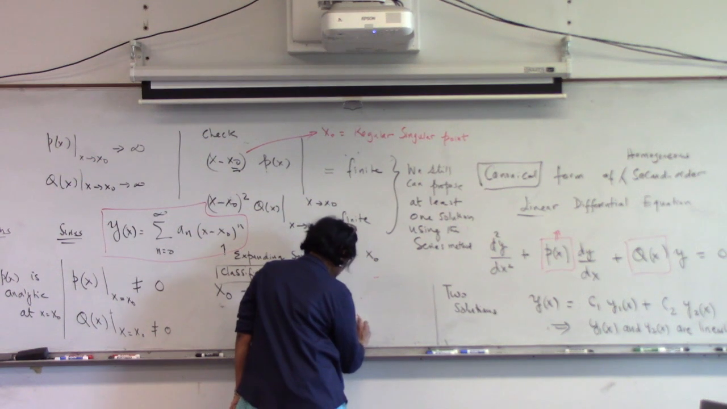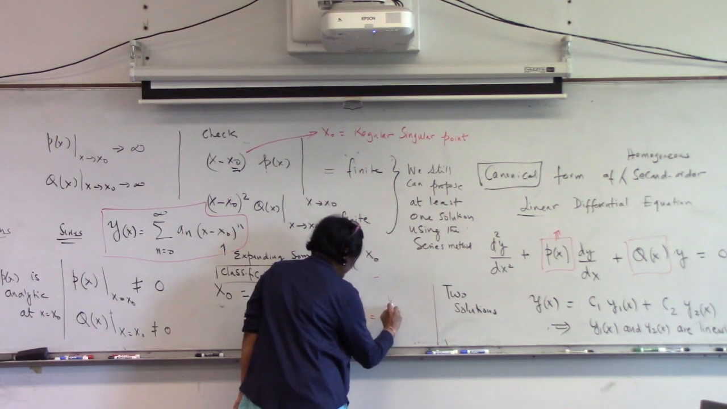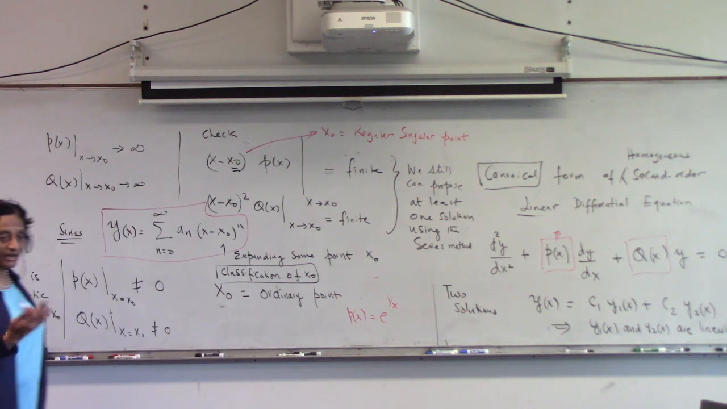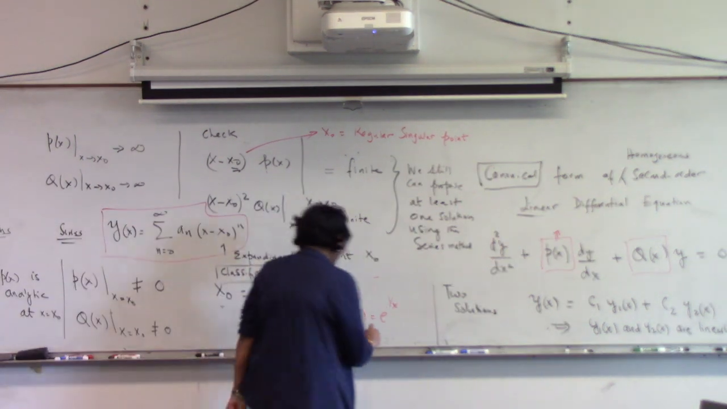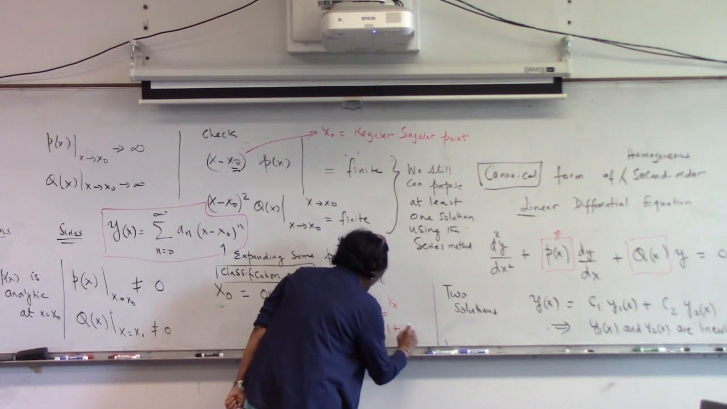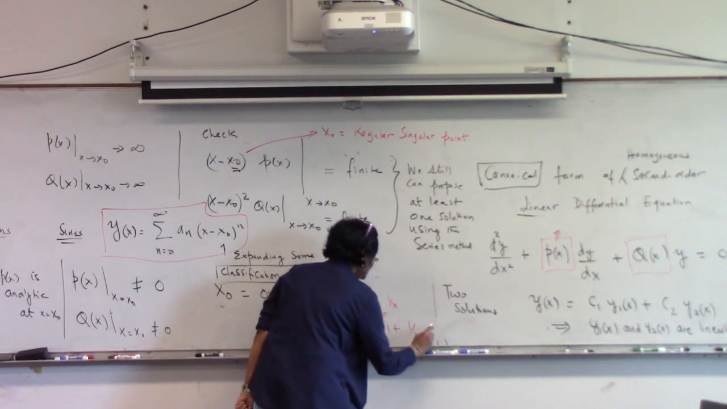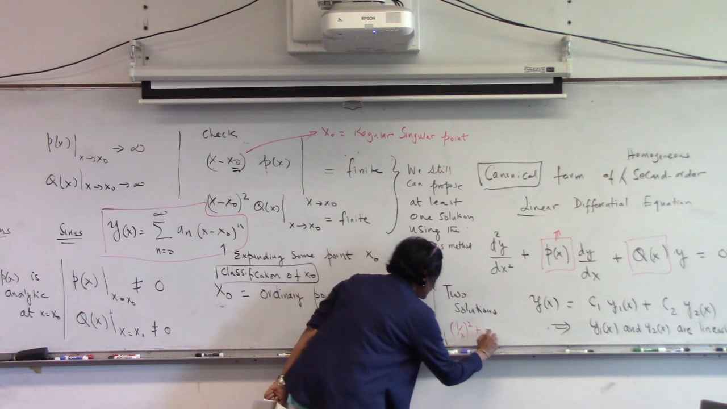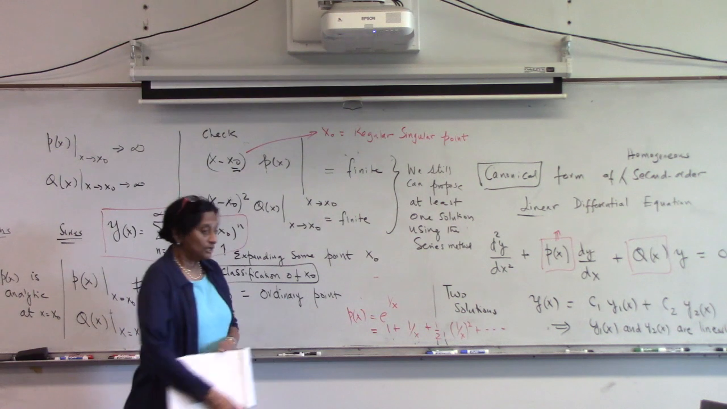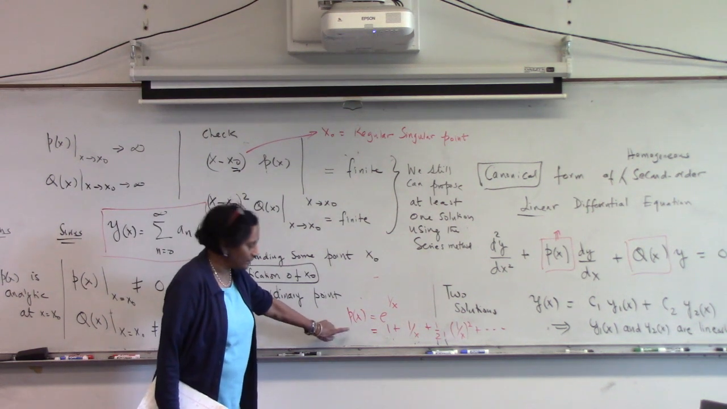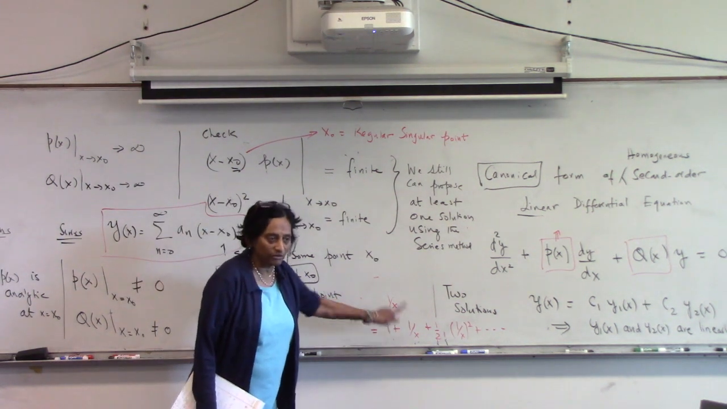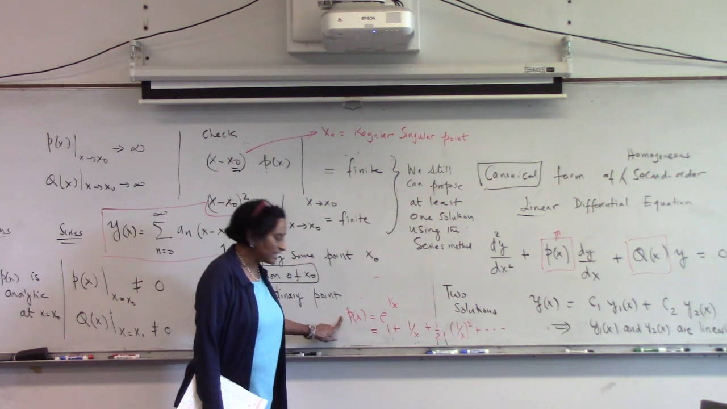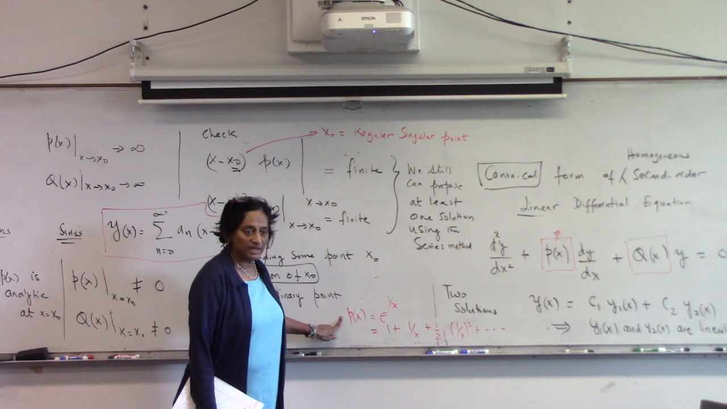I can always write the exponential like this: 1 plus 1 over x plus 1 over 2 factorial times 1 over x squared, and so on. It's an infinite series like that. So even if I multiply by x times p of x, I can never get rid of the singularity at x equal to 0. So in this case, x equal to 0 is an essential singularity.